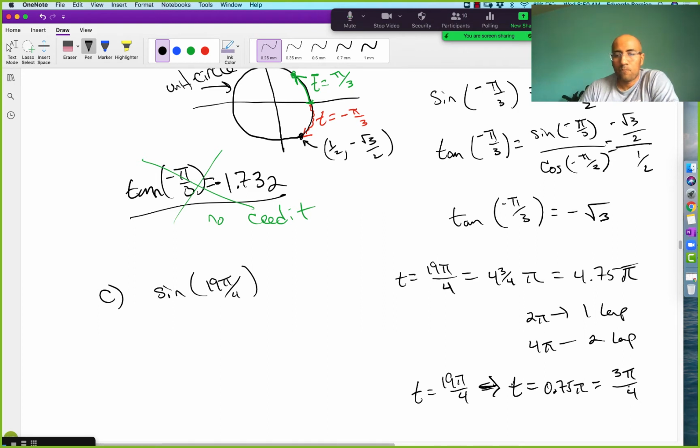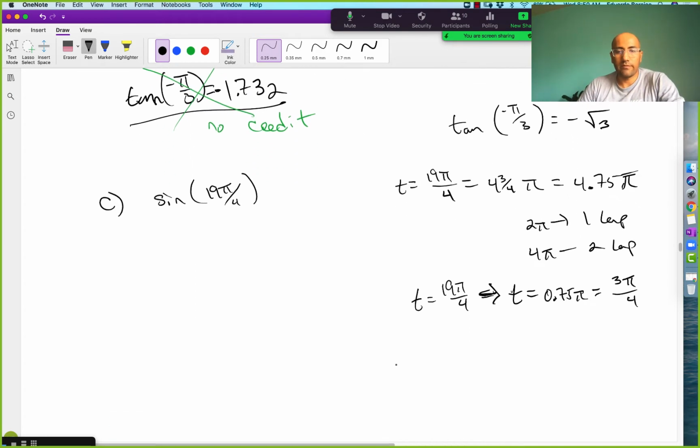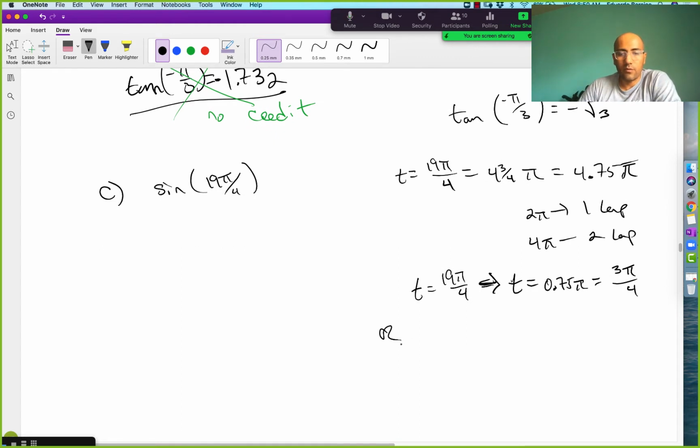3 pi over 4. Now you can get that simply because I figured take away 4 from here to get to 0.75, and I can turn it into that. Or I can actually do a little bit of work here and do 19 pi over 4 and subtract 4 pi, right? Get a common denominator, so times 4 over 4, which gets me to 16. That would be 19 pi minus 16 pi over 4, and that's how we get 3 pi over 4.